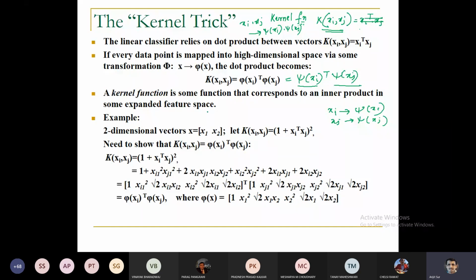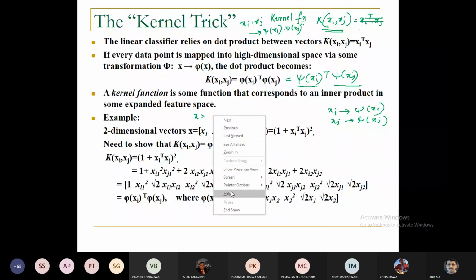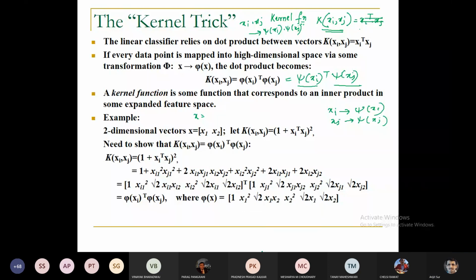Take an example, you can understand it very easily. Let's say this is a two-dimensional vector, x is basically x1, x2. Now how is this k defined? k of xi, xj is defined by the function 1 plus xi transpose xj, whole squared. This is the kernel function.